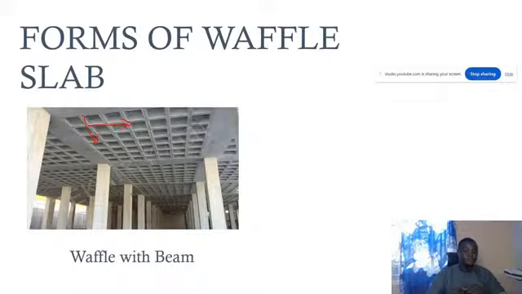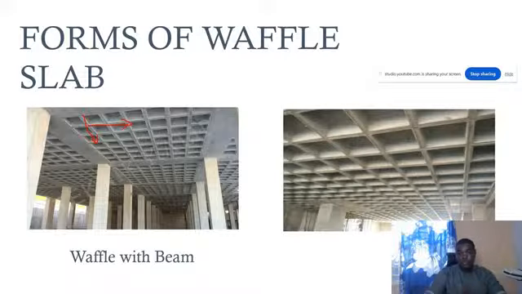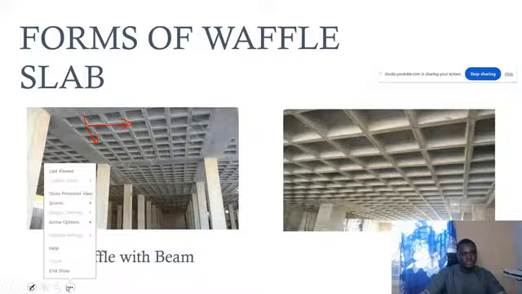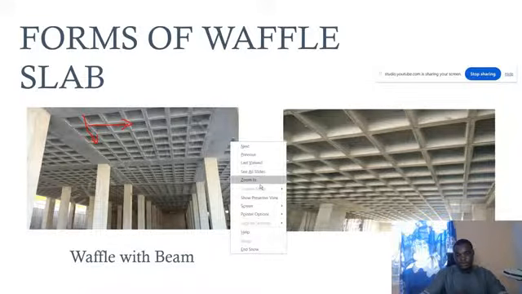Then the beams will now be supported by columns. This is just like a normal solid slab support mechanism. But we also have another situation where, instead of the slab being supported by beams, the slab is supported by column heads or column capital. So let me zoom in here so that you can see.